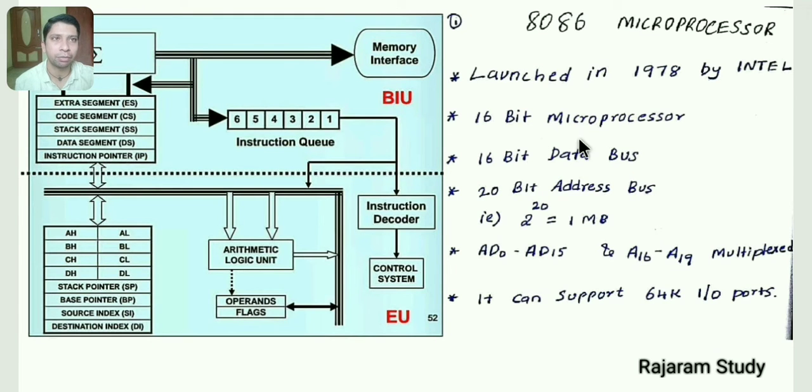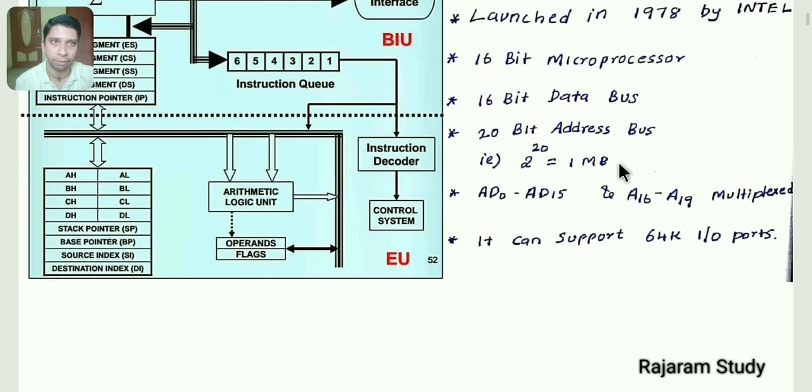8086 is a 16-bit microprocessor which was launched in 1978 by Intel. A microprocessor is said to be 8-bit, 16-bit or 32-bit by the number of data bus lines it has. In our 8086, we have a 16-bit data bus, hence it is said to be a 16-bit microprocessor.